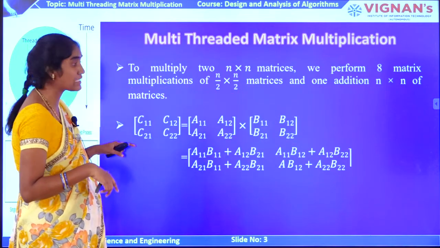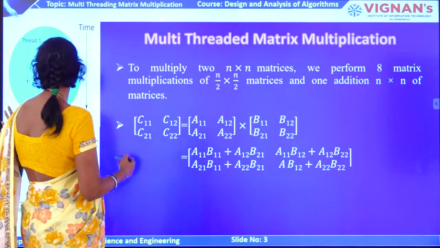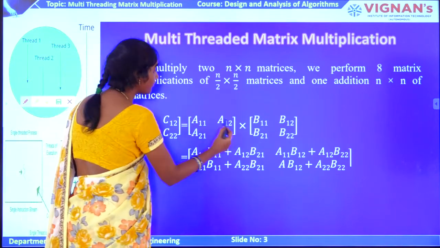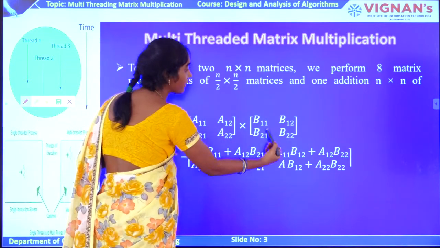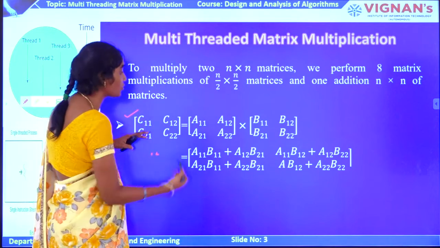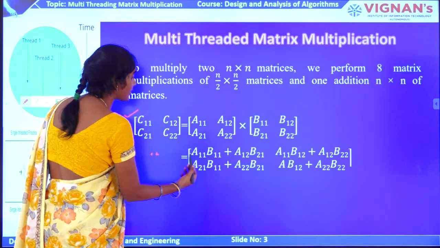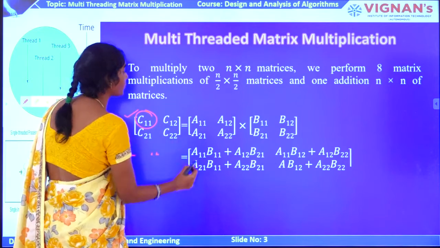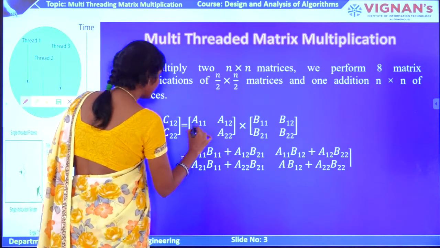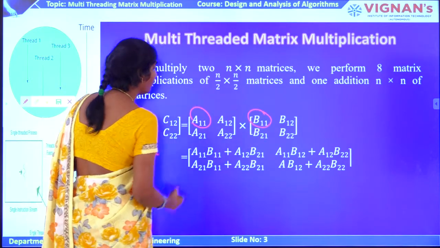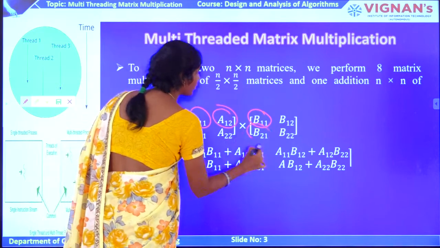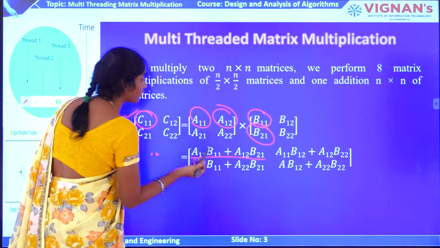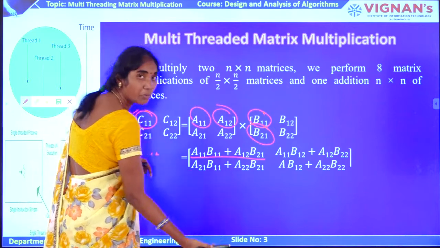Let us consider this is your C matrix, the resultant. Here A11, A12, A21, A22 into B11, B12, B21, B22, which are two-dimensional matrices. In order to find C11, what am I supposed to do? A11 into B11 plus A12 into B21. Why? Because a matrix row should be multiplied with a column. So A11 into B11 plus A12 into B21.